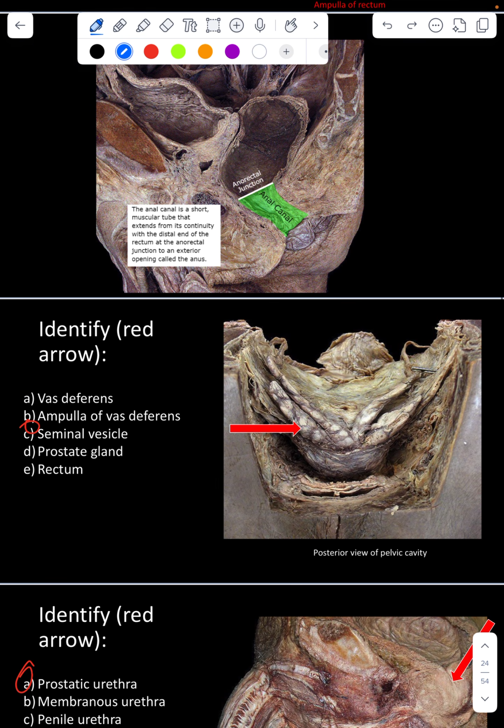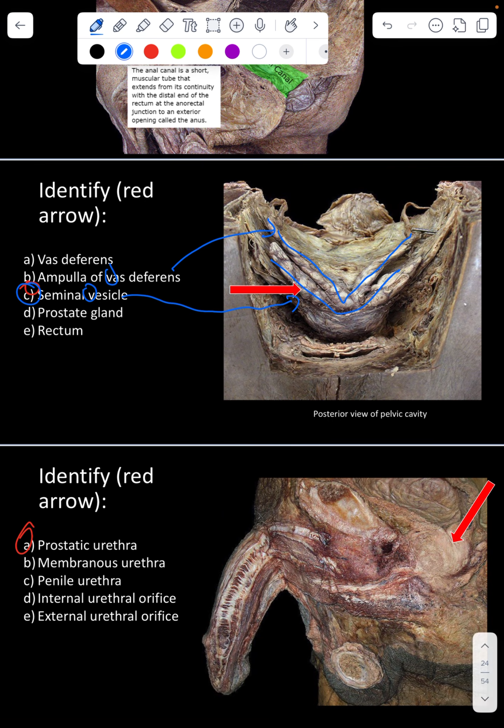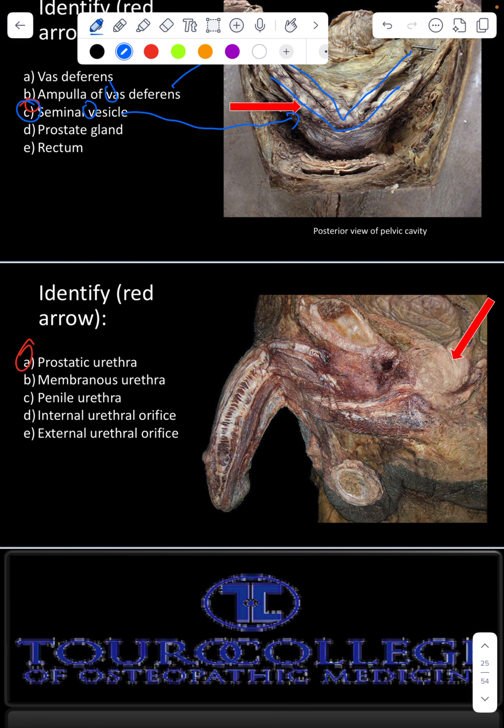All right, this, we're not talking about the first V, because that would have been the ampulla of vas deferens. We're talking about the second V. Vas deferens, first V, seminal vesicles, second V. So this is seminal vesicles. And then this is within the prostate, so it's the prostatic urethra. If it was higher, it would have been pre-prostatic. Here would have been membranous. Anywhere along here would have been spongy.